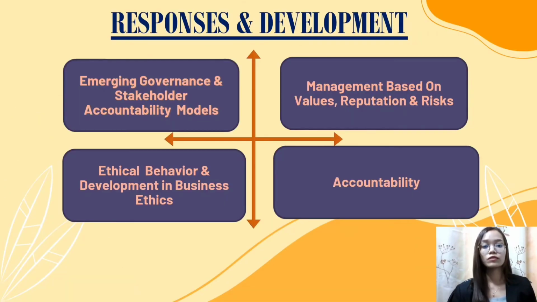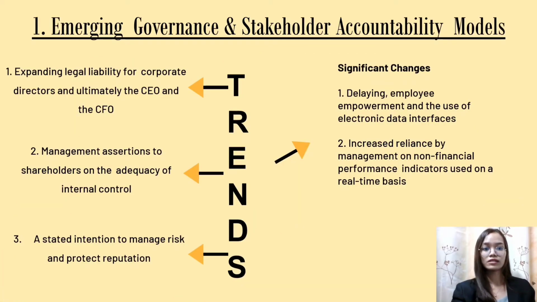Next, we'll move to responses and development. There are 4 important things that we have to know under this subtopic. The first one is emerging governance and stakeholder accountability models. Next, management based on values, reputations, and risks, accountability, and the last one is ethical behavior and development in business ethics. The first part that I will explain is about emerging governance and stakeholder accountability models.